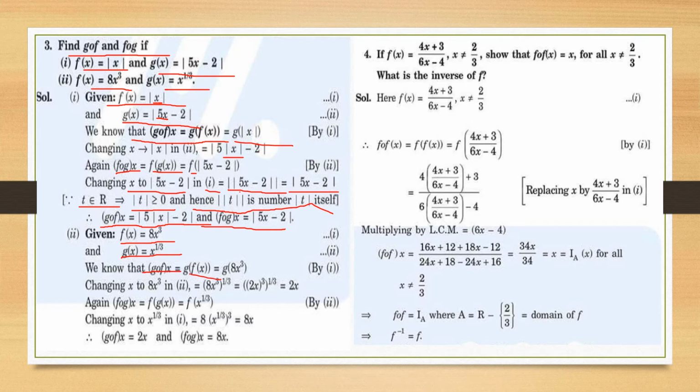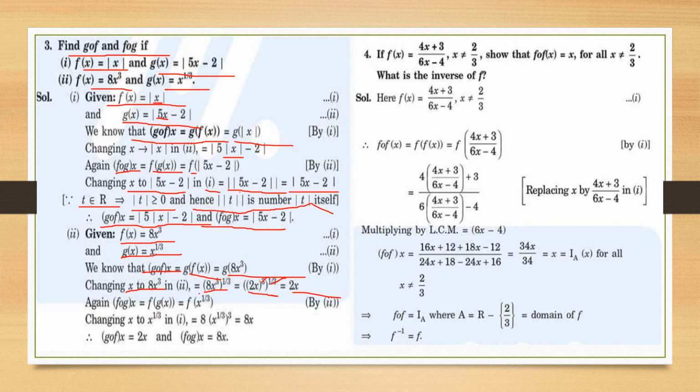GOF of x is g of fx. Now fx is your 8x cubed, so g of 8x cubed. Now I'll change x by 8x cubed in this g function. So in place of x I'll put 8x cubed. So it is 8x cubed raised to power 1 by 3. So it becomes 2x whole cube raised to power 1 by 3. So it becomes 2x, as this cube root and this cancelled.